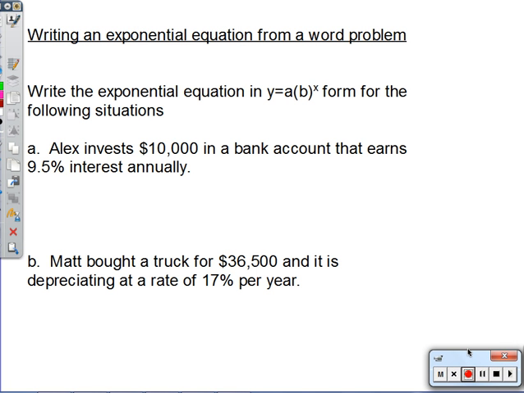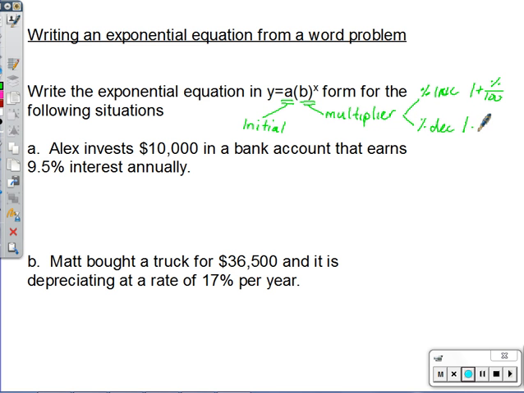First, write the exponential equation in y equals ab to the x form for the following situations. Keep in mind that a is the initial value. It should be in your toolkit. And that b is the multiplier. Also, for those multipliers, if we have a percent increase, we do 1 plus the percent over 100. And if we have a percent decrease, we do 1 minus the percent over 100. So let's take a look at these 2 problems.